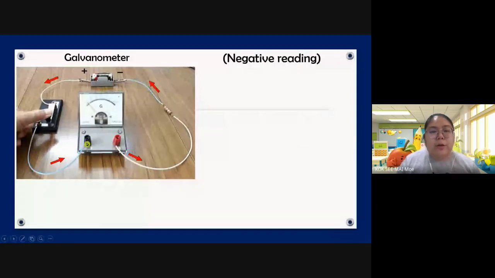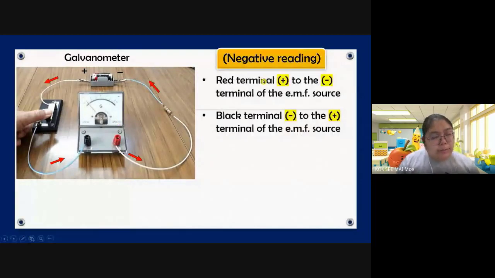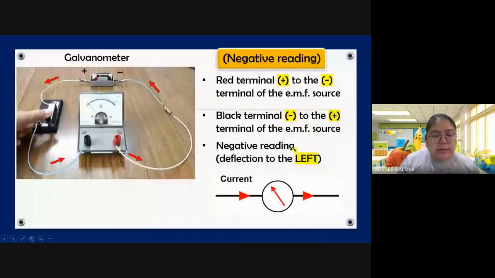Okay, so from here you can see the reading for the galvanometer. It will deflect to the left-hand side. That means this one is a negative reading. Negative reading, what's the meaning? Your connection is wrong already. So from here, I can explain: the positive, red terminal goes to the negative terminal, and the black terminal goes to the positive terminal. So this one we call a negative reading. The galvanometer deflects to the left. Okay, this one is a diagram.